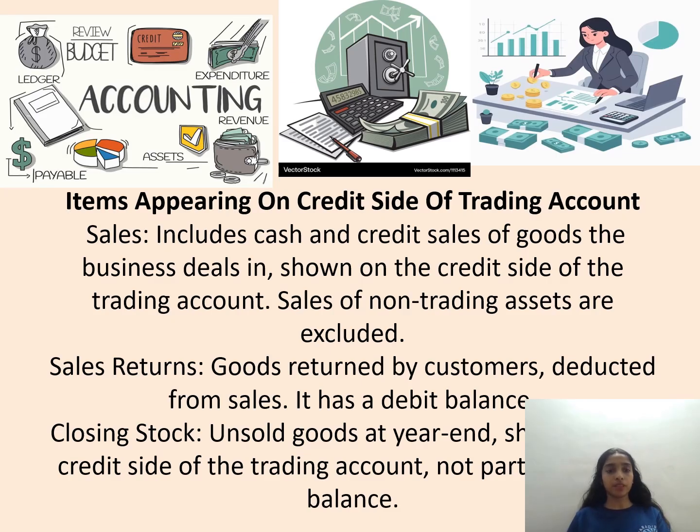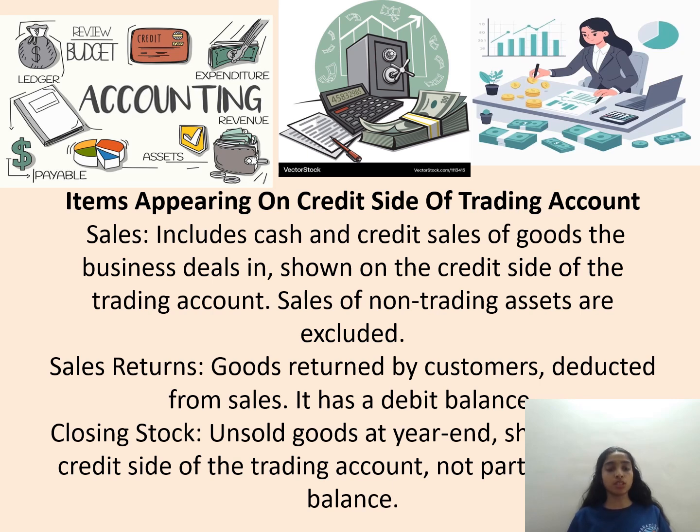Next, items appearing on the credit side of the trading account. First is sales. Sales of the goods the organization deals in, whether cash or credit, are shown on the credit side of the trading account. Sales of the assets or the items the organization does not deal in are not included under sales. Next is sales return. The sales return or the return inwards include goods supplied earlier to the customers and subsequently returned by them. The amount of the goods sold and returned is deducted from the sales figure. Sales return account has a debit balance.